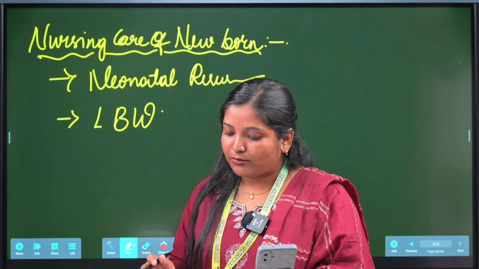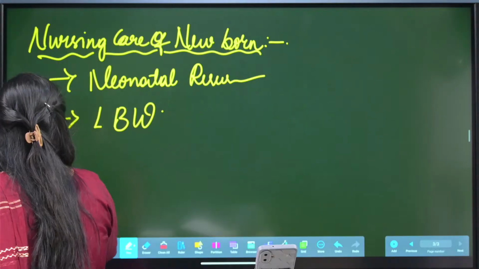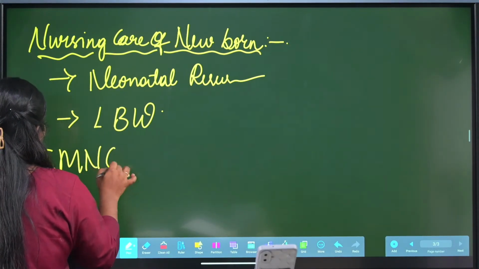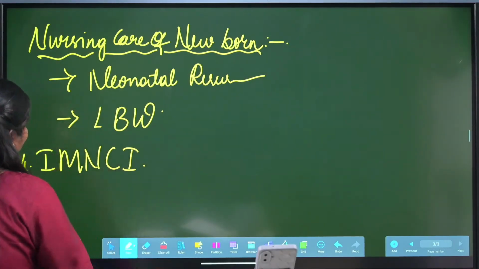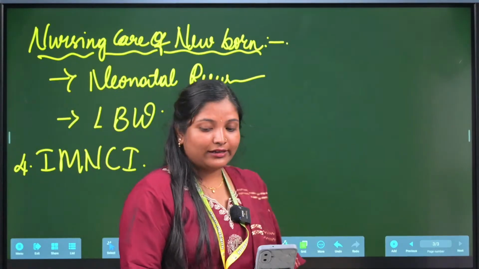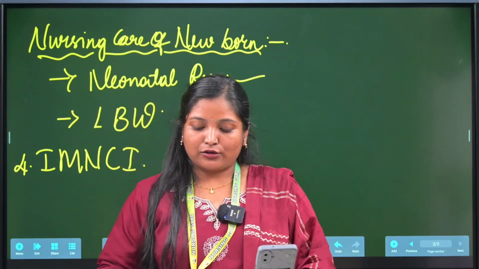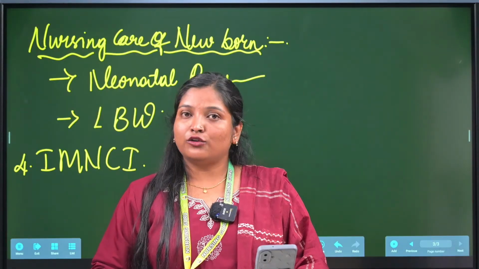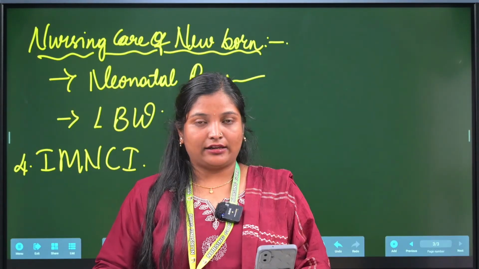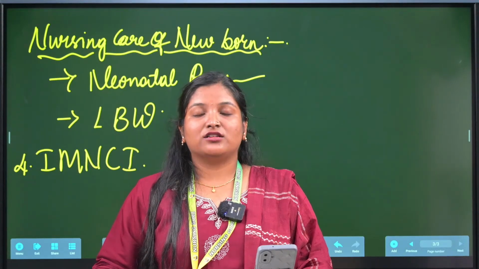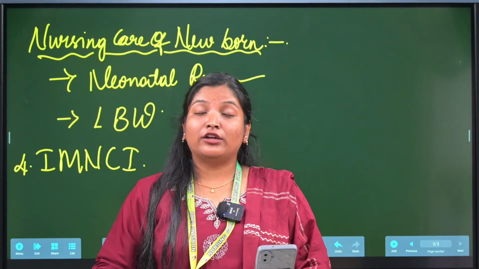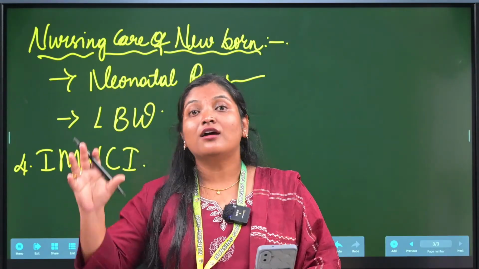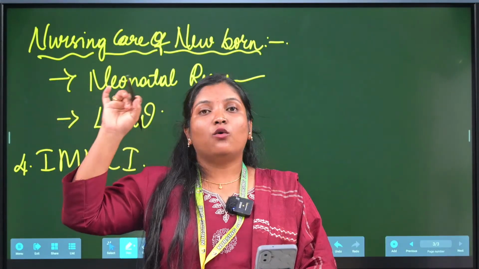Next one is the fourth unit, integrated management of neonatal and childhood illness, the IMNCI module. This is one of the big topics. I could not explain it in one class, but I will explain it surely, don't worry. In IMNCI we focus more on the disease conditions occurring in the neonatal period, for example diarrhea, the referral system, what treatment we are supposed to provide, where we need to refer the child, and what kind of care to provide according to the IMNCI module.